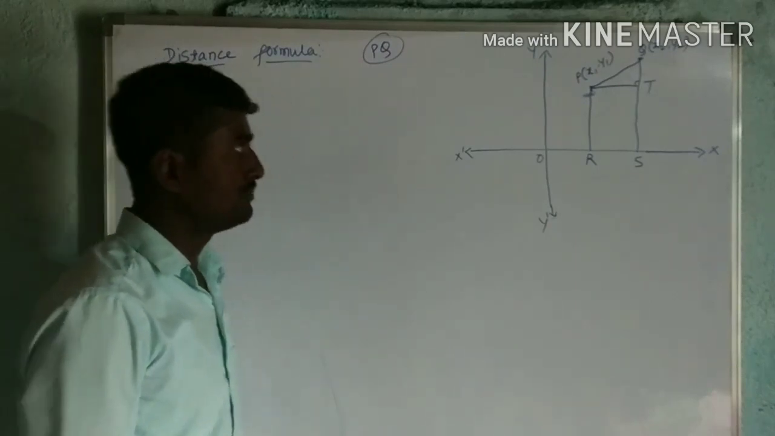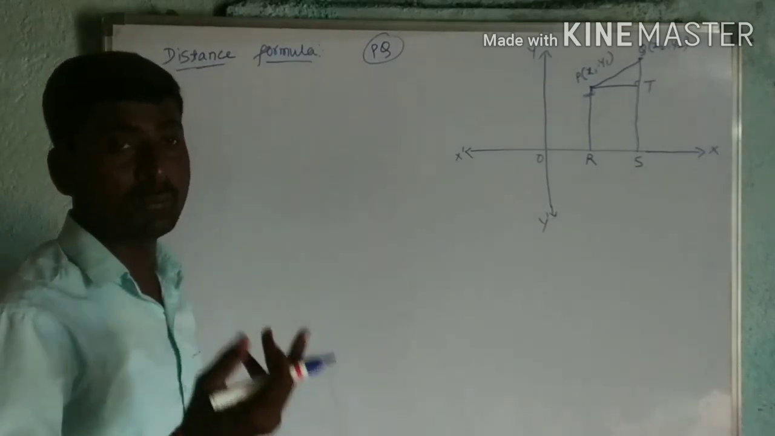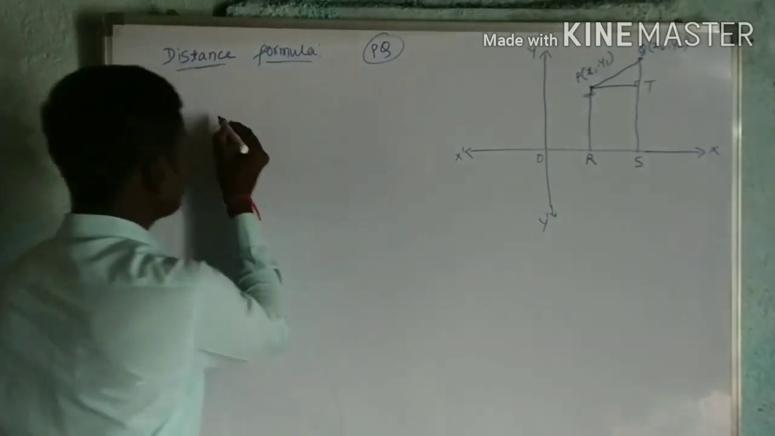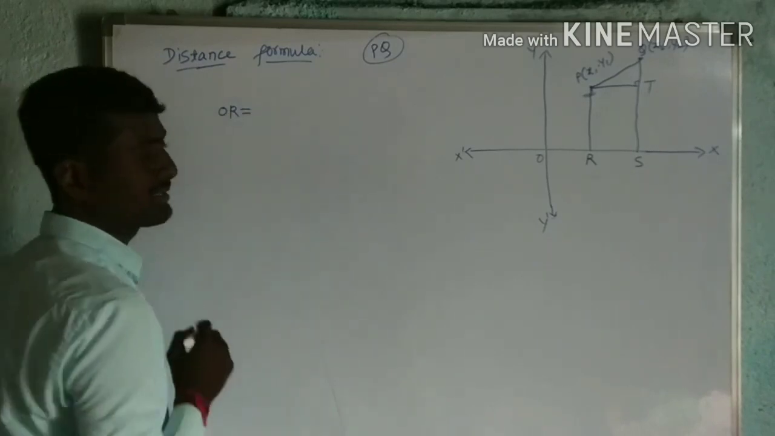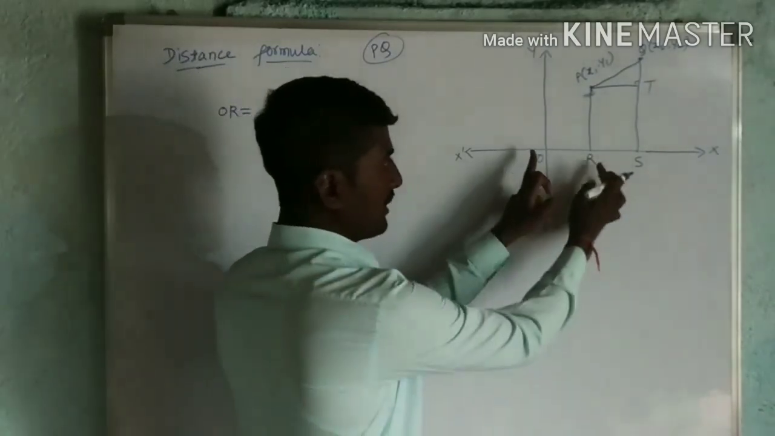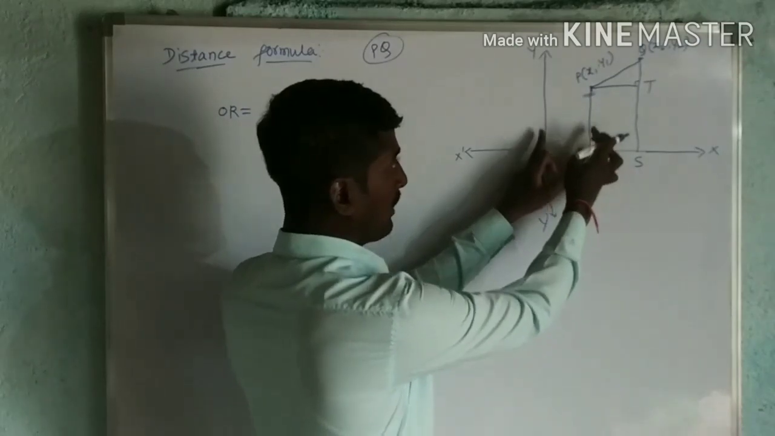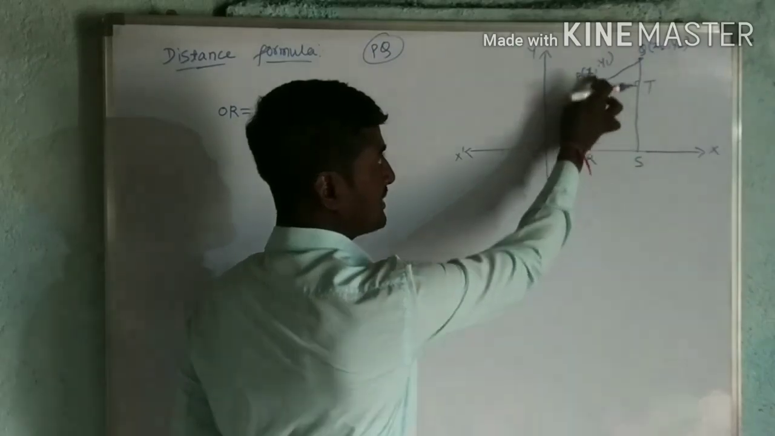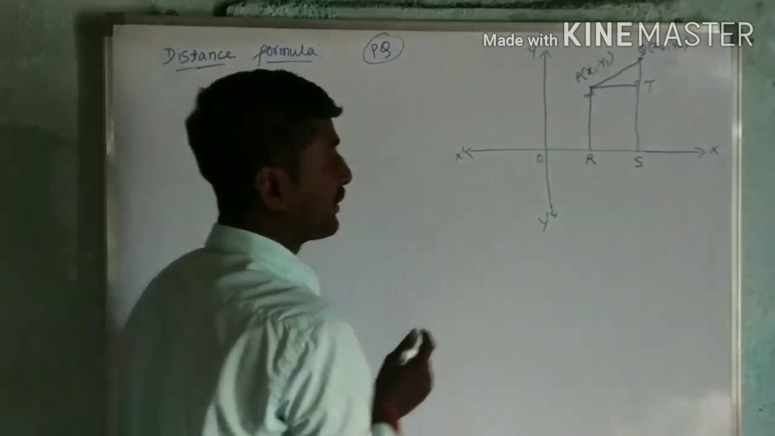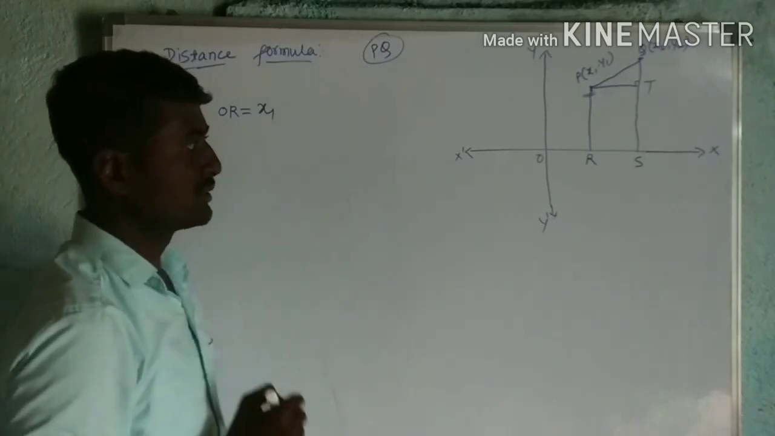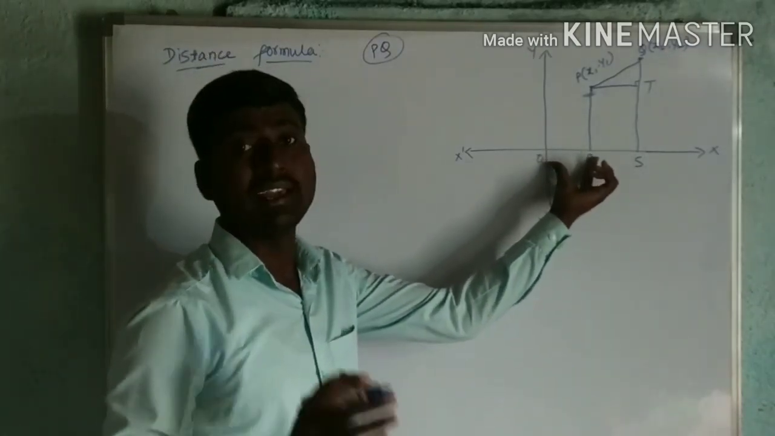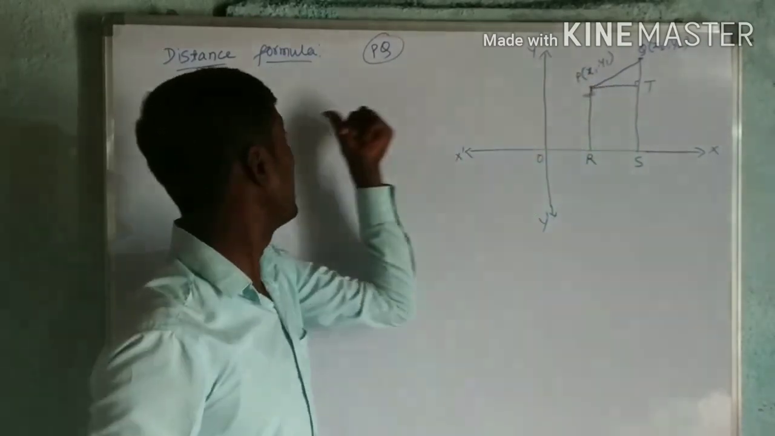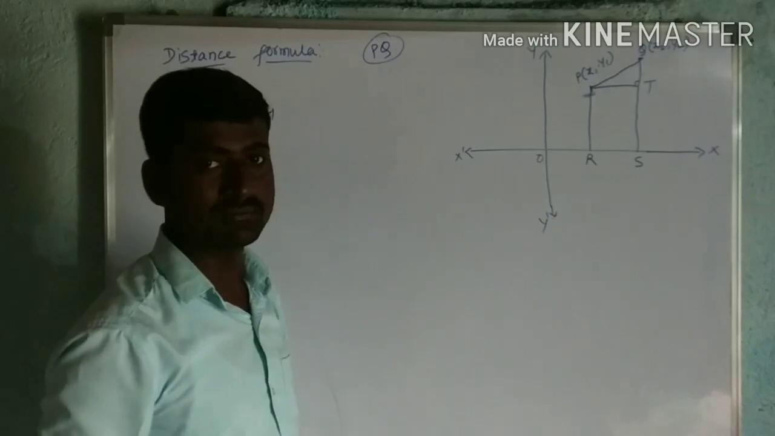Now you already know how to locate a point. So observe this diagram. What is OR? Can you mention it? OR is the distance of the point from the y-axis. OR or this distance, both are the same. So the distance from the y-axis is nothing but the x coordinate, which is x1. So OR I can mention as x1.